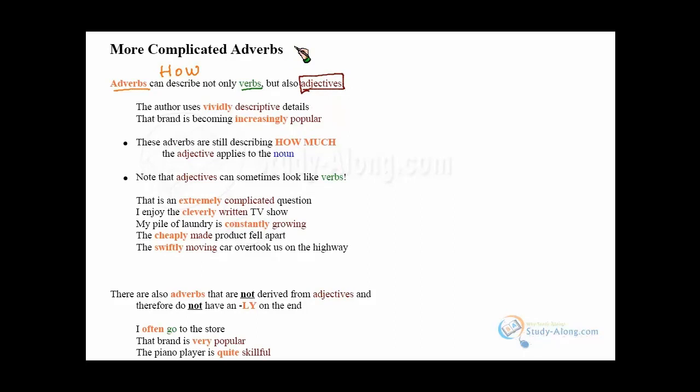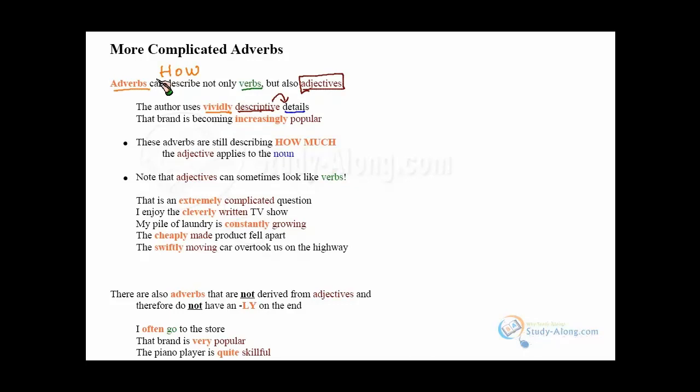The author uses vividly descriptive details. Okay, so we see descriptive is telling us what kind of details the author uses. So descriptive is an adjective describing details. But are those details super descriptive? Are they really over the top descriptive? Are they just a little bit descriptive? Maybe we want to know a little bit more. So we add in vividly to describe how descriptive those details are.